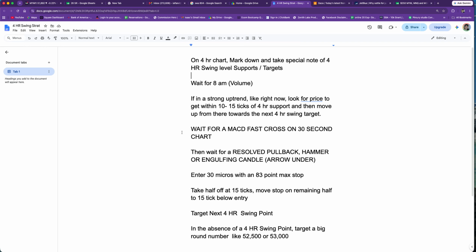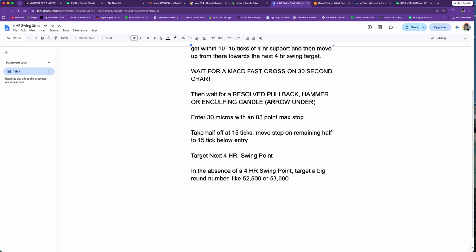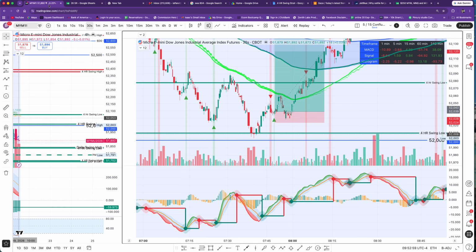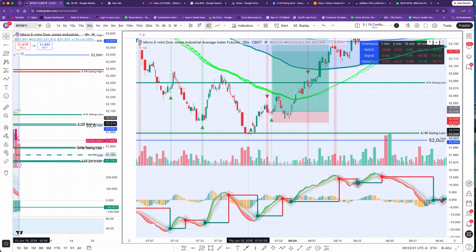The MACD cross is probably one of the most important parts of the whole strategy: to wait for a MACD fast cross on the 30-second chart, and then we wait for what I call a trigger. So that'd be in the form of a resolved pullback, and I'll show you what that is, a hammer or an engulfing candle.